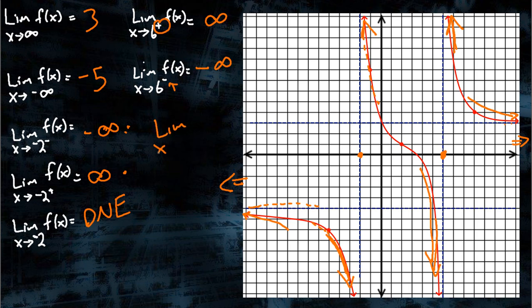What would we say? What is the limit as x approaches 6, and I don't give a side? Well, it does not exist because we got two different answers depending upon if we came from the left or from the right.